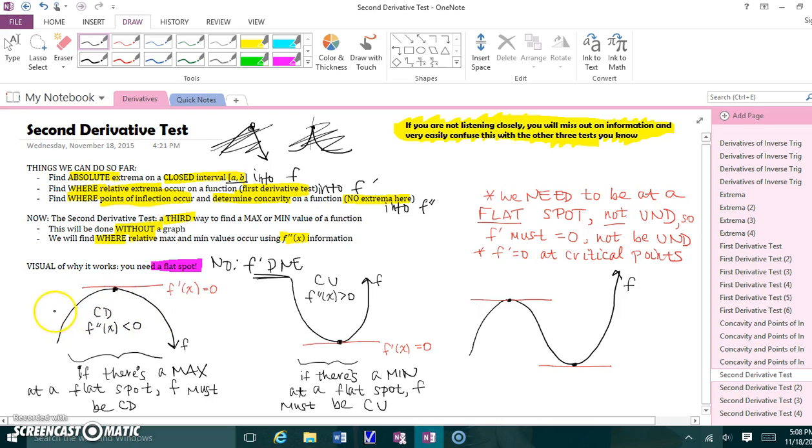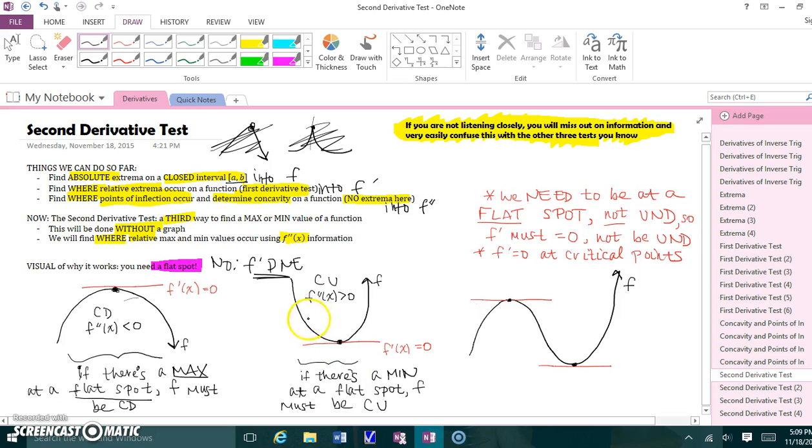So picture a graph that has a maximum and there's a flat spot. Picture being right at the flat spot. The only way for there to be a maximum and to have the first derivative being 0 is if it's concave down. There's no other way to do it. So if you have a maximum on a graph and you're at a flat spot, meaning the first derivative is 0, it's going to be concave down.